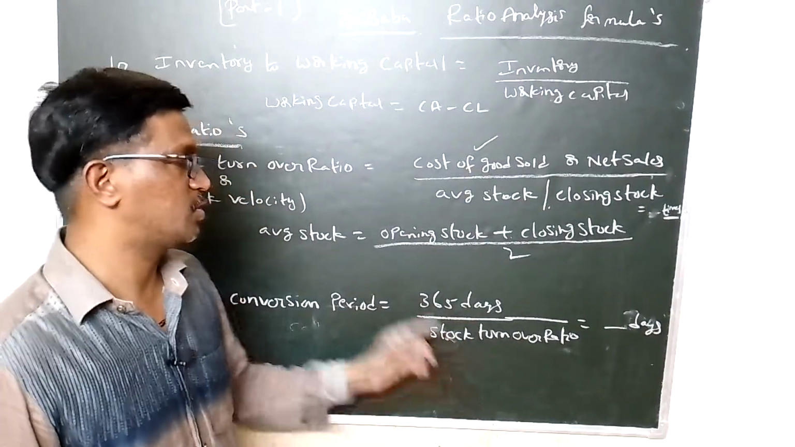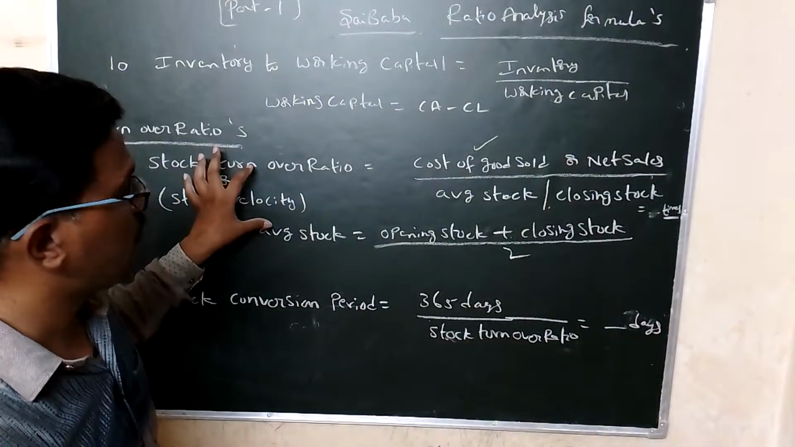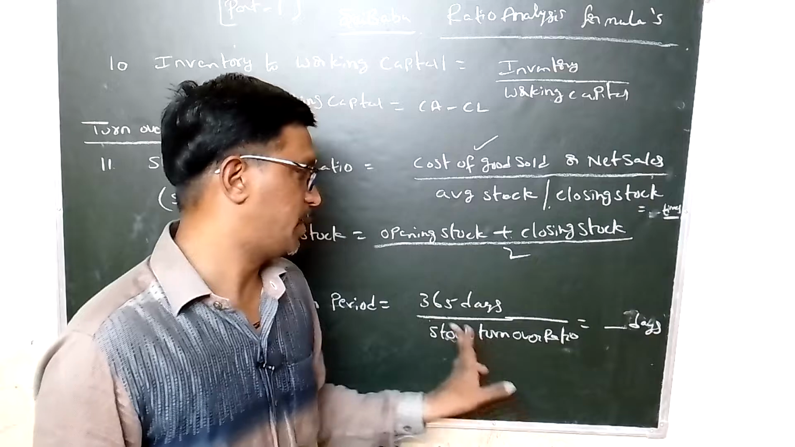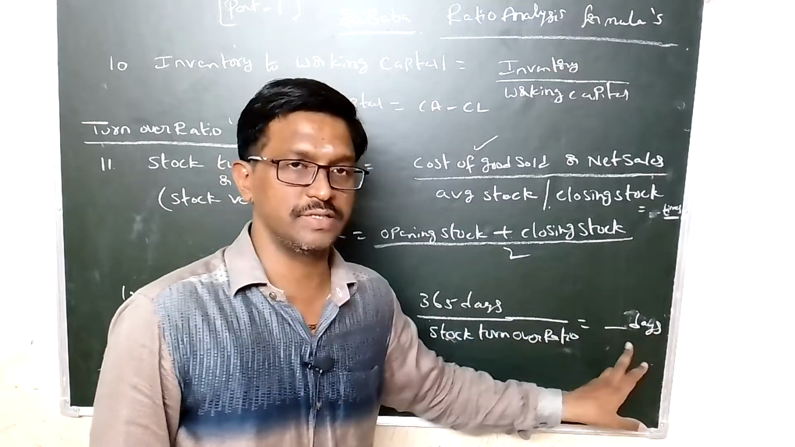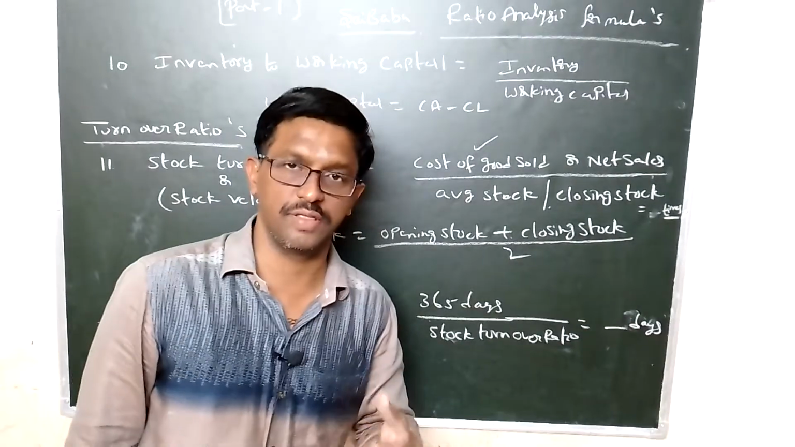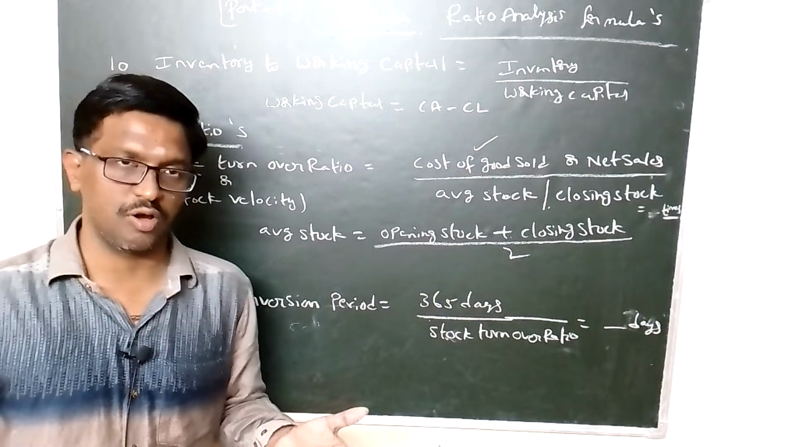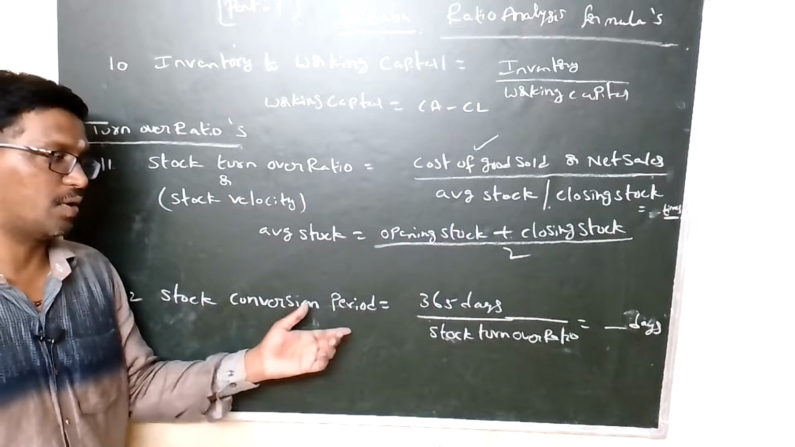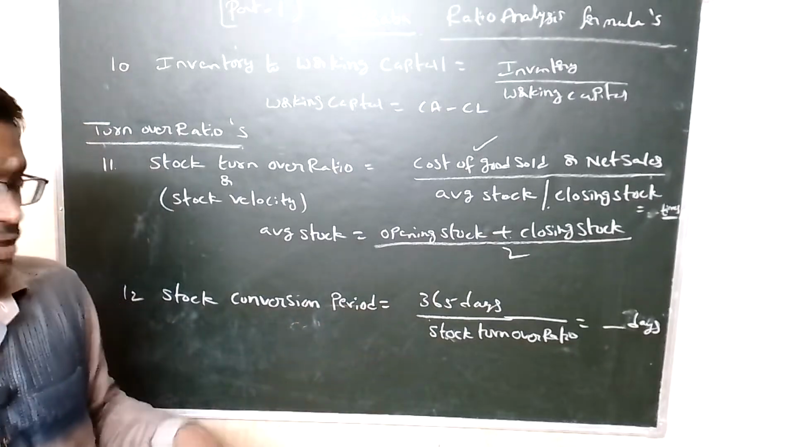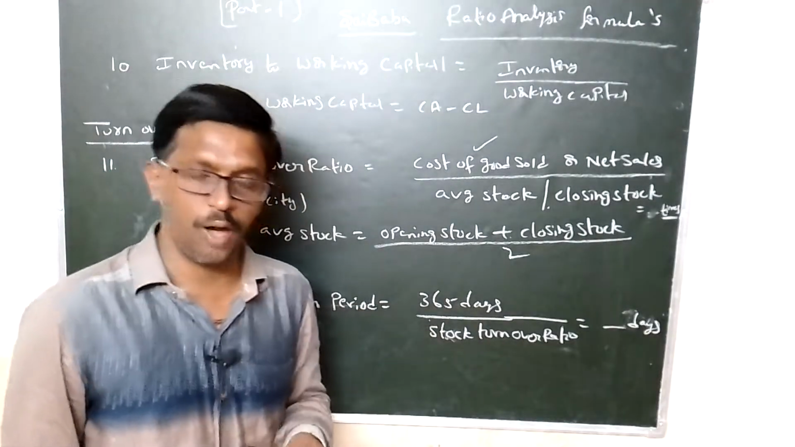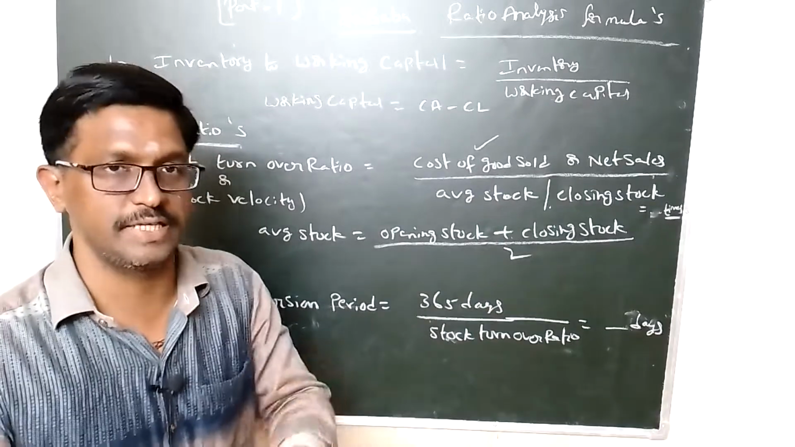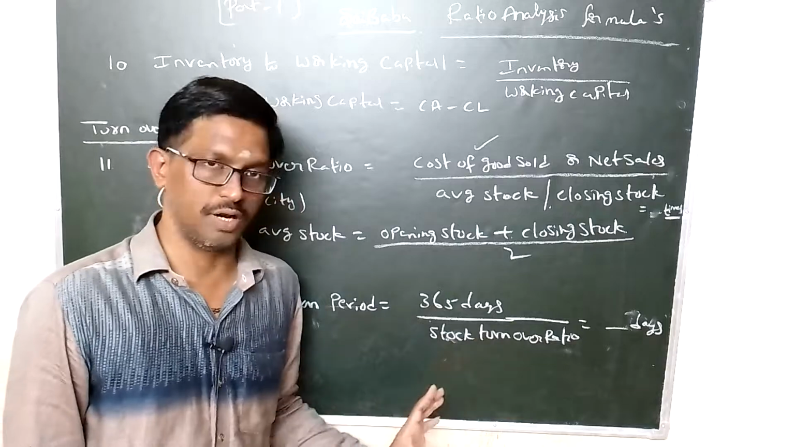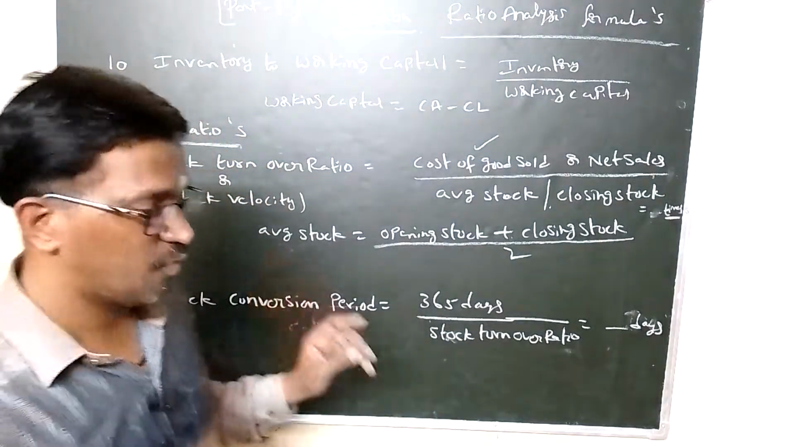So the above formula value will be substituted. If 3 times have been taken, it means about 90, 91, or 92 days, so every 3 months the stock is purchased and maintained. That is the stock conversion period. Use 365 days; if some problems give 360 days, then we take 360 days by stock turnover ratio. Okay, next formula will be explained.